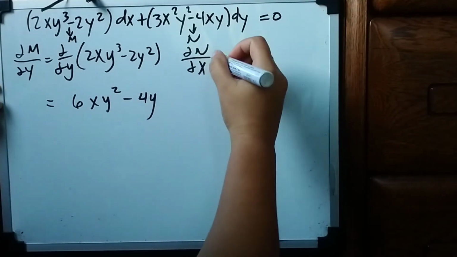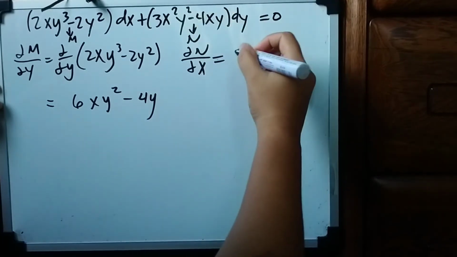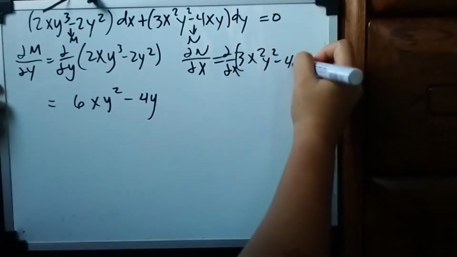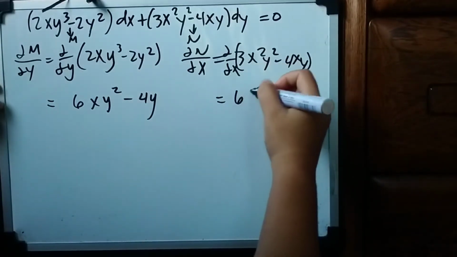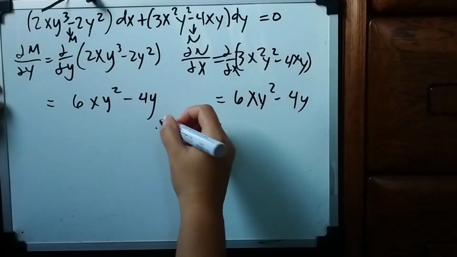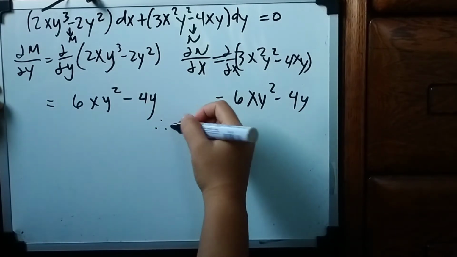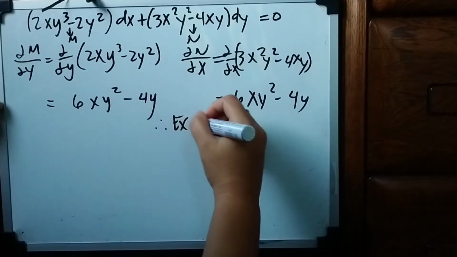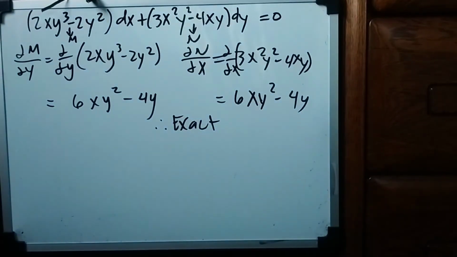And then for our N, we will test also. So this is our N, 3x squared y squared minus 4xy, and we will have 6xy squared minus y. So basically the M and N here are exact, so therefore this is an exact equation already. So from the exact equation, we will now integrate both M and N for us to arrive at the general solution of the new exact equation.